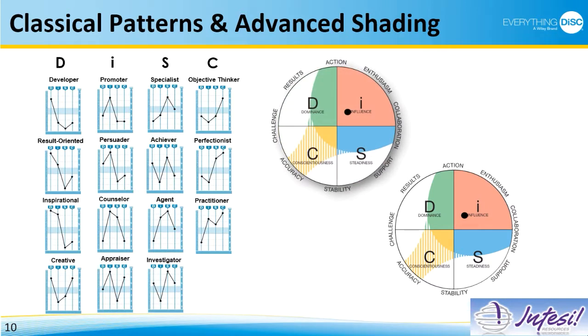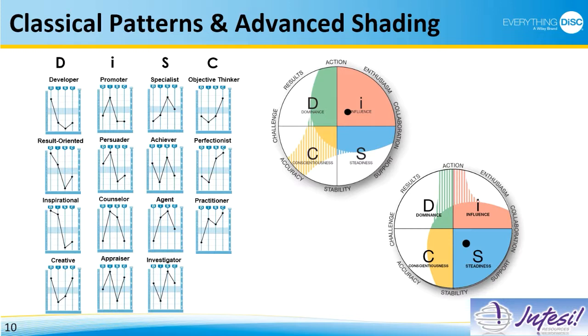With Everything DiSC, the blend of all styles is shown as a shading, demonstrating not only that we are a blend, but to what extent we can exhibit characteristics of other styles and understand what they prioritize. Think of the dot placement as your home base and the shading as your comfort zone.